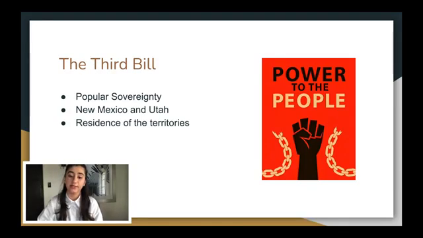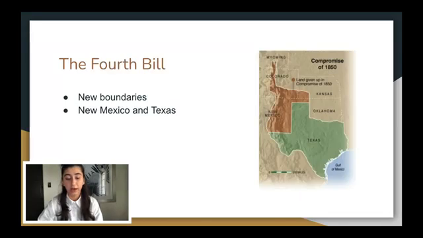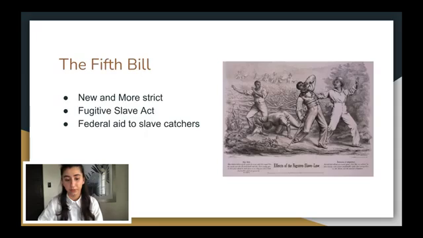The third bill caused the admission of popular sovereignty in the Mexican lands that were organized into New Mexico and Utah. Through urging popular sovereignty, the third bill left the issue of slavery to be decided by the residents of those territories. The fourth bill of the Compromise of 1850 set new boundaries between New Mexico and Texas in favor of New Mexico. And finally, the fifth bill of this compromise included the creation of a new and more strict Fugitive Slave Act that increased federal aid to slave catchers in favor of the southern states.